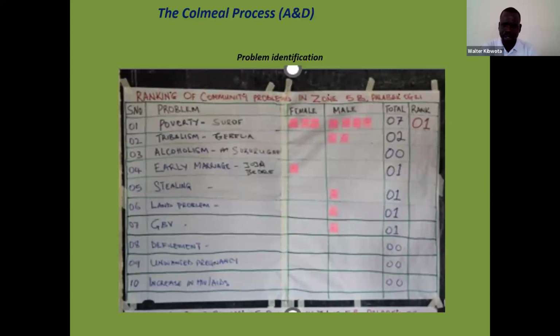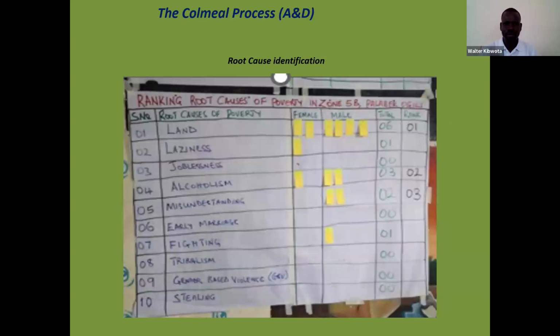So at the end of it all, they do the total, and the one that has scored the highest becomes the community problem. That would be the major issue the community needs to address. That is when we put the community ahead of it. So that is how they do the problem identification. After the problem identification, they move to the root cause.